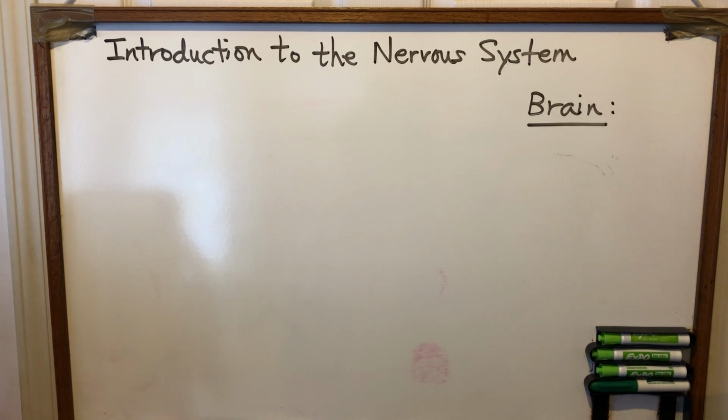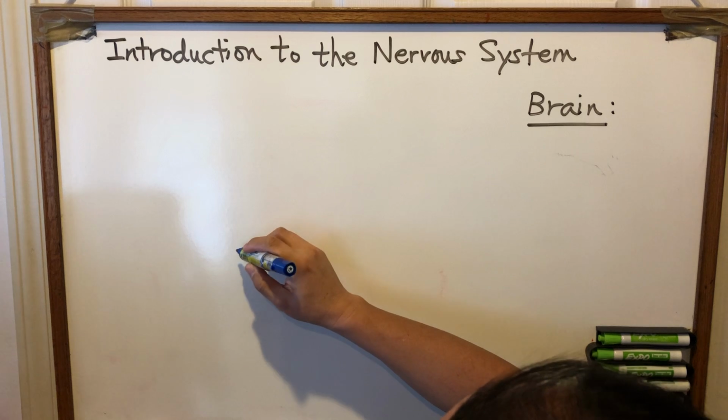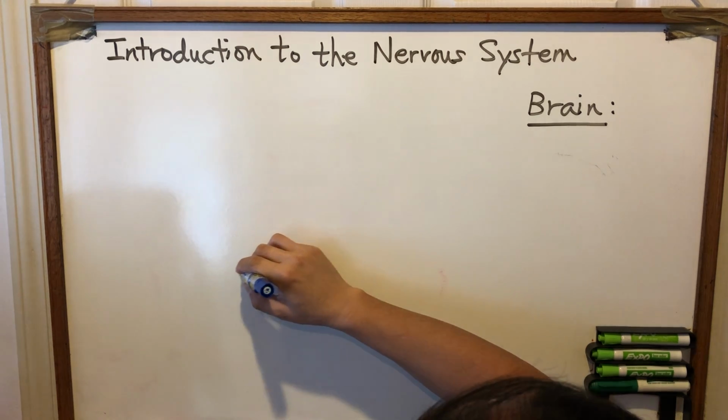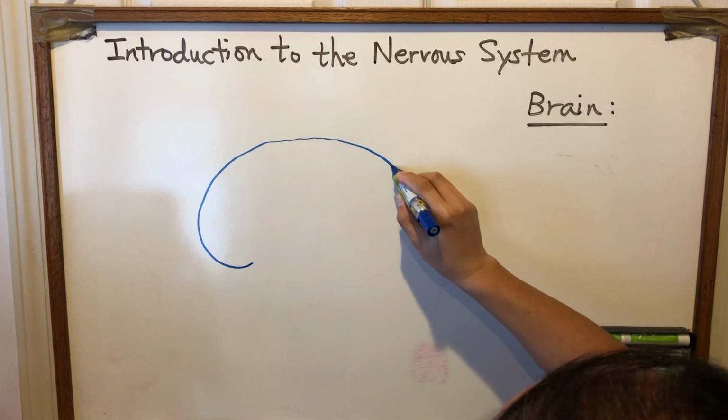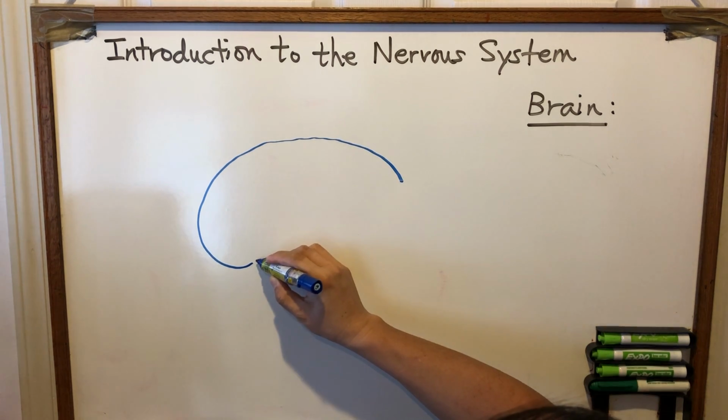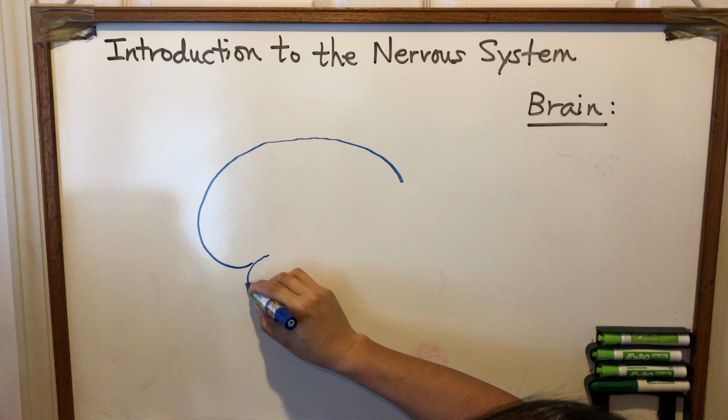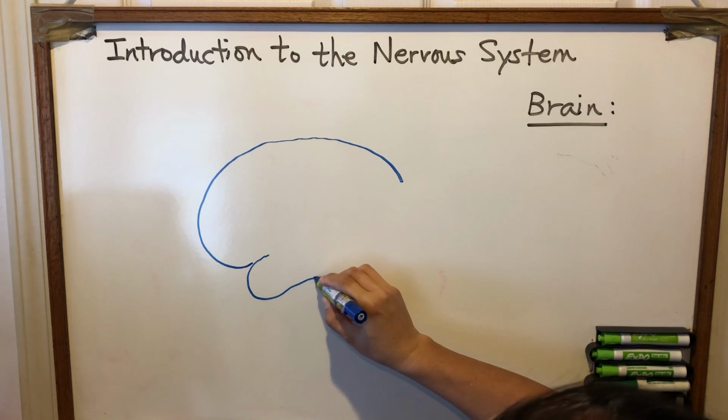Okay, today we'll start the nervous system. It helps if you draw your own diagram. So we're going to draw a diagram of the human brain. And it looks almost like a boxing glove. So it's kind of round at the top. On the side, there's a small area extending outward.